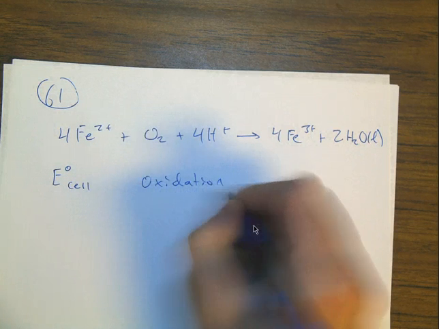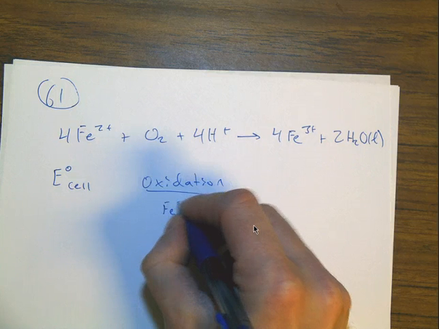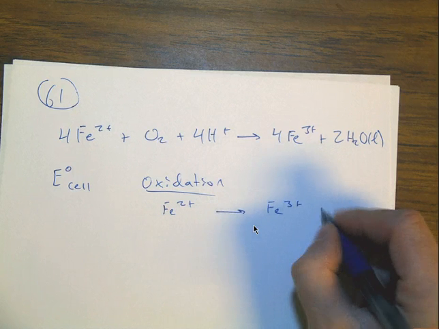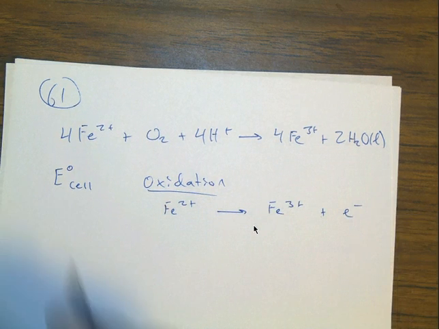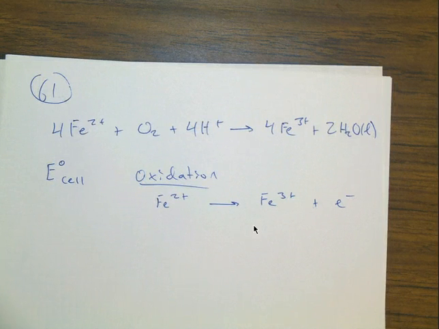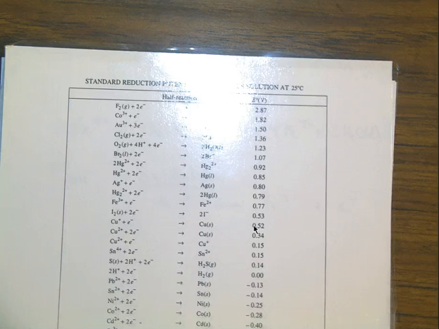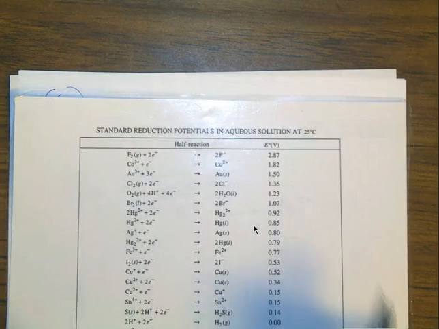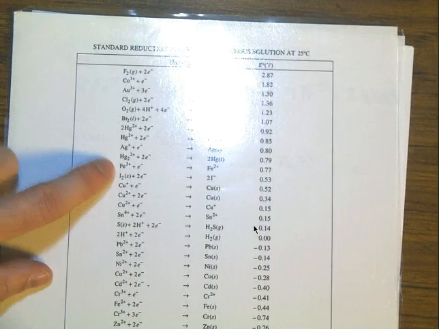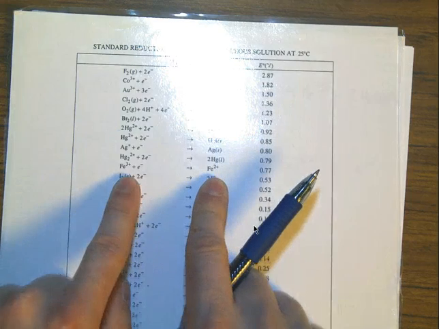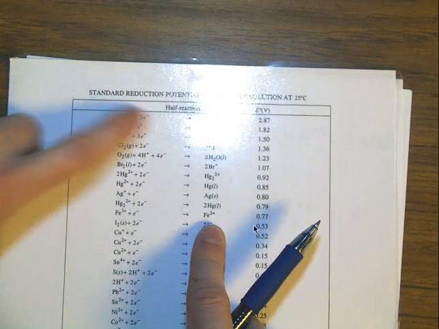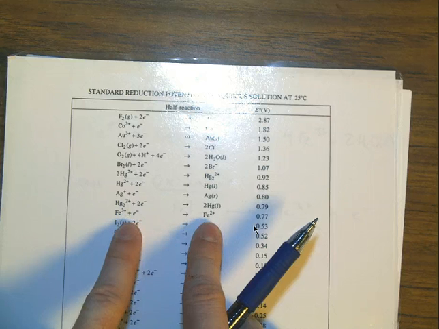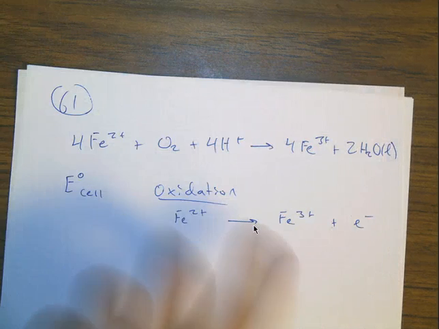So for oxidation, it's going to be the Fe2+ going to Fe3+, and it has lost a single electron. Now, since we're looking up the standard, we can go to our table. We look for a reaction showing Fe2+ and Fe3+. I look, and it's somewhere on here, and it's right there. But do you guys see how it's backwards? That's because this is half reactions for standard reduction potentials, not oxidation potentials. So this is for reduction, but it's the same reaction that I have right here.